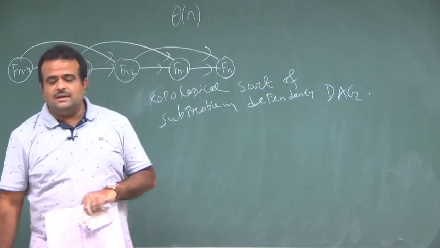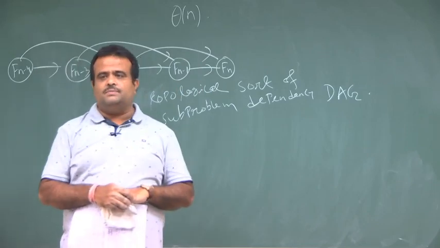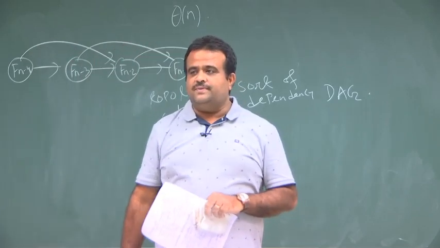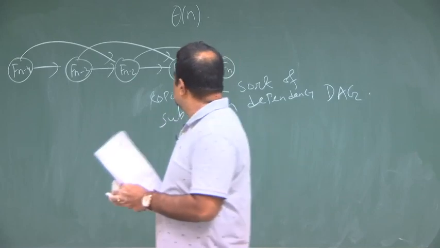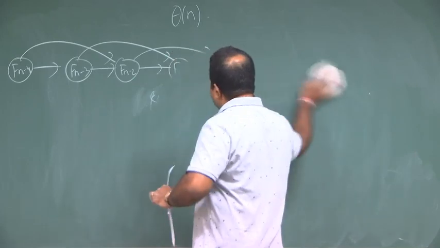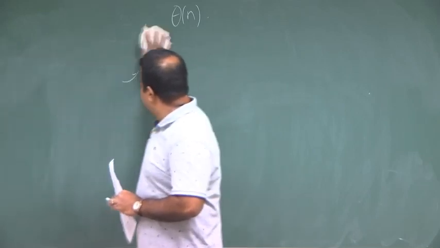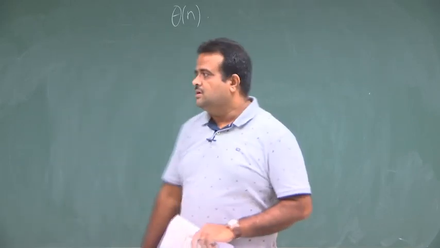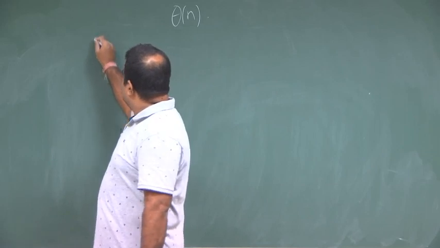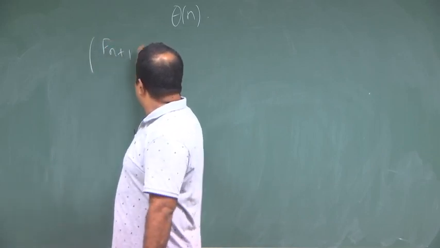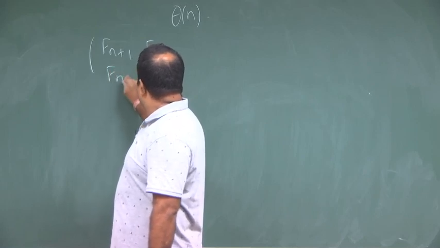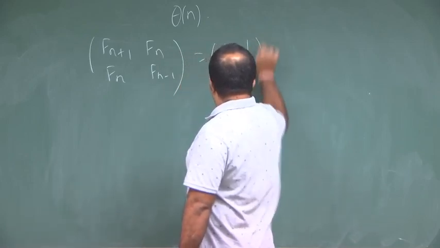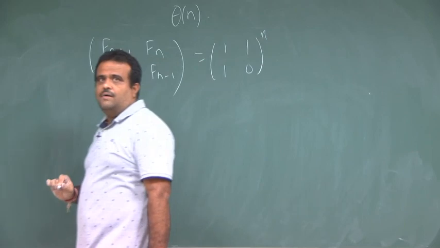Now, we have seen this problem can be solved in log n. Who can remember this problem of finding the nth Fibonacci number? We have seen this in the divide and conquer technique in the earlier part of the course. We have seen that the matrix of f of n plus 1, f of n, f of n minus 1 is basically the matrix 1 1 1 0 to the power n. This kind of formula we have seen.